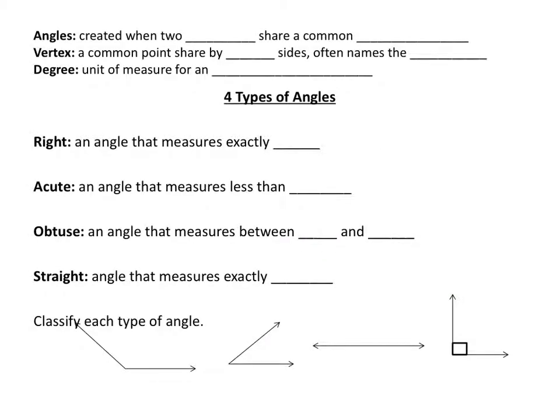So angles, first of all, are created when two sides share a common endpoint. The vertex is the common point shared by two sides, and it often names the angle. And lastly, the degree is a unit of measure for an angle.